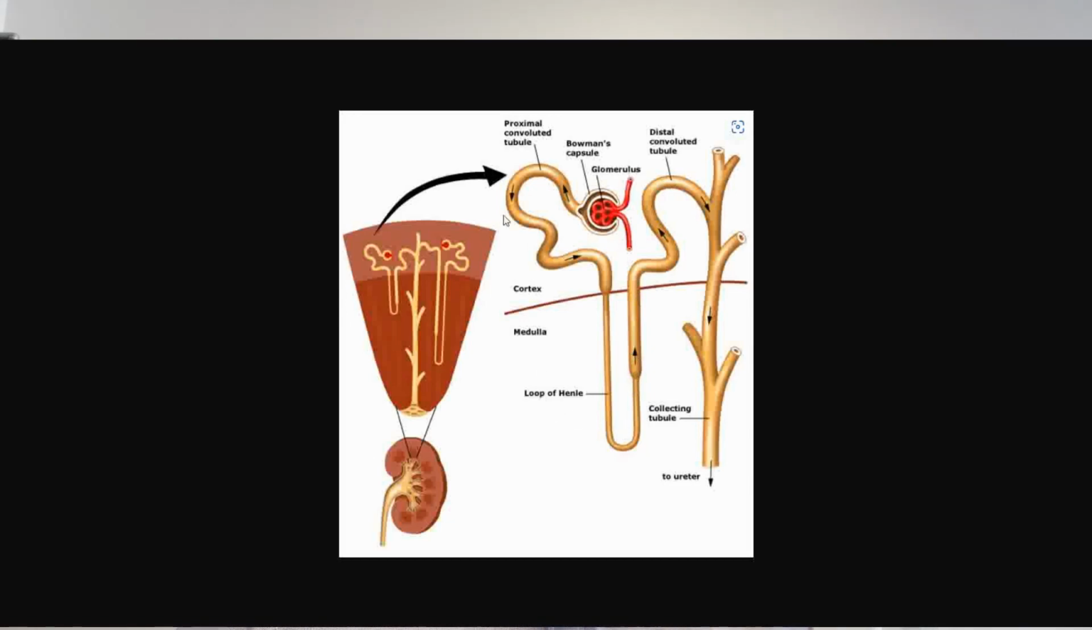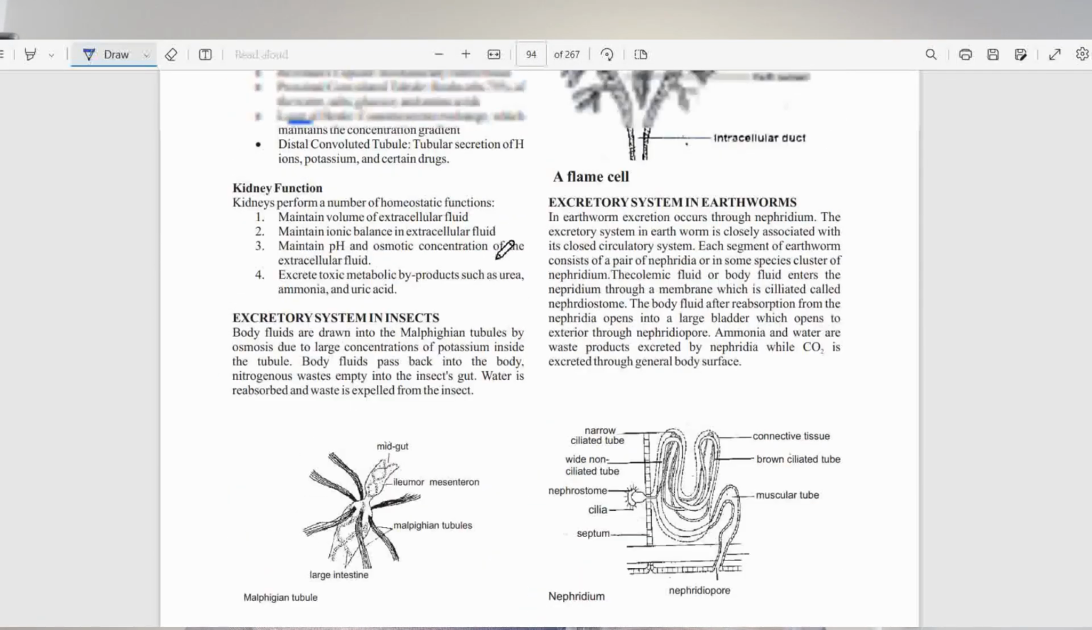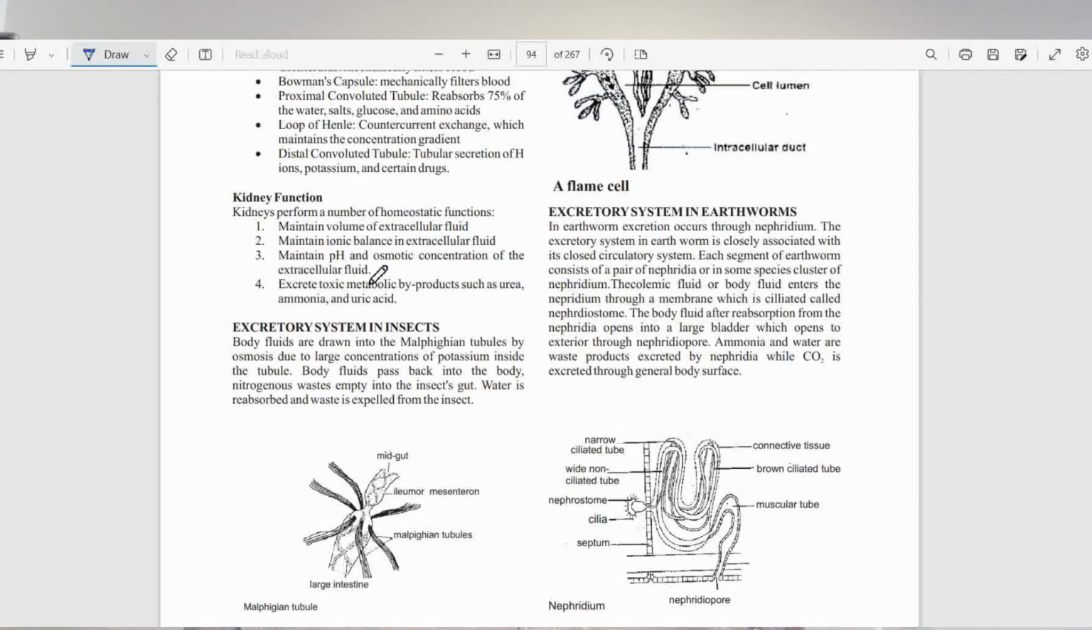Let us then go back to talk about the general function of the kidney. So the kidney performs a number of homeostatic functions, and that includes the maintenance of extracellular fluid, the maintenance of ionic balance in extracellular fluid, of course the maintenance of pH and osmotic concentration of the extracellular fluid, and also excretes toxic metabolic byproducts such as urea, ammonia, and uric acid. So that is how urine formation occurs in humans.